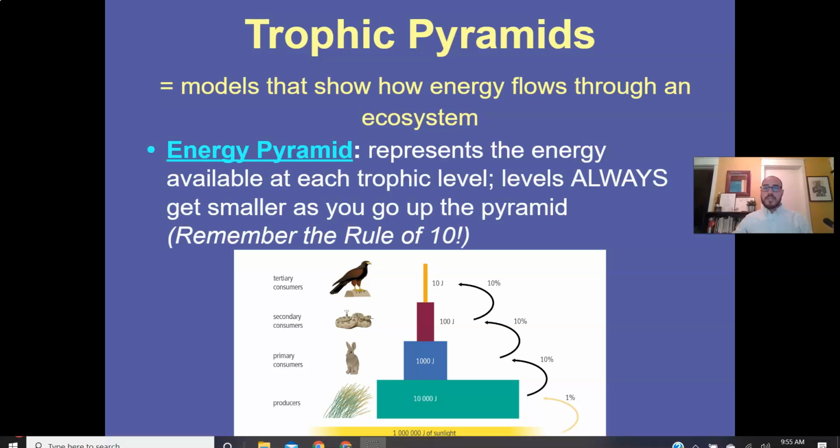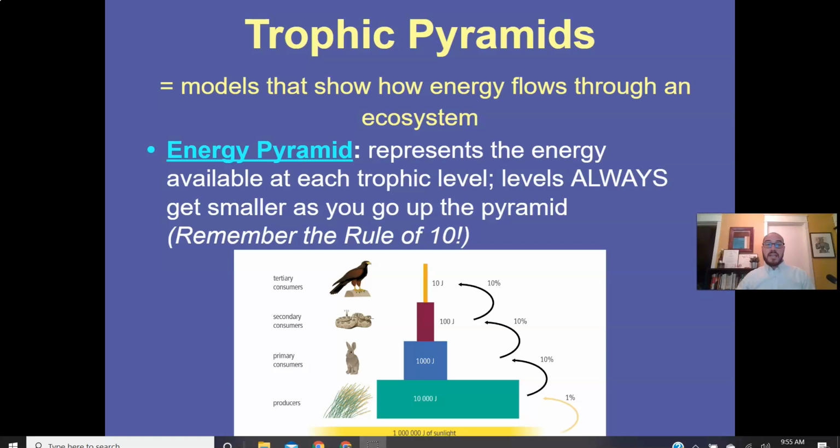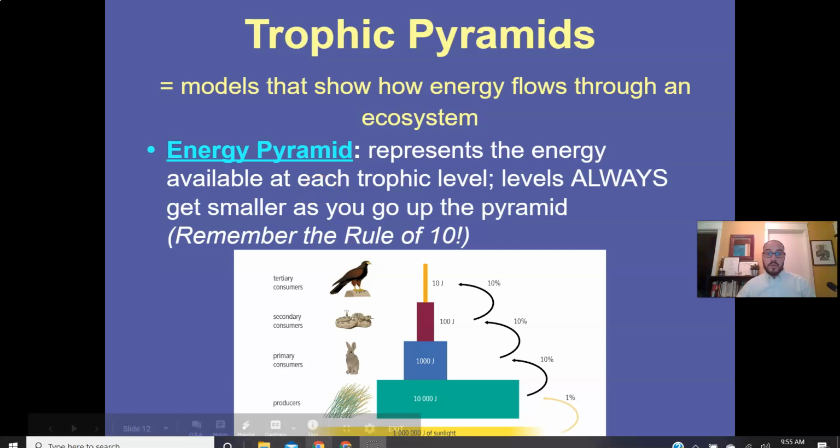So an energy pyramid is going to represent the amount of energy that's available at each trophic level, and that's always going to get smaller as you go up due to that rule of 10. Okay, so 100% of the sun's light may hit Earth, and actually producers only convert about 1% of that available energy into usable forms of biomass for other things to eat.